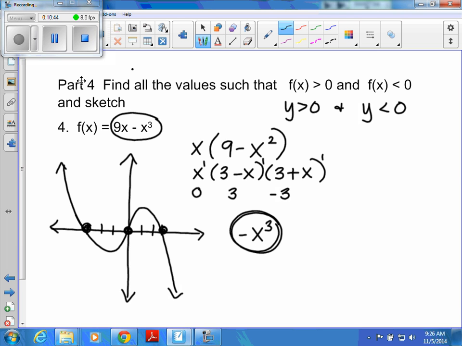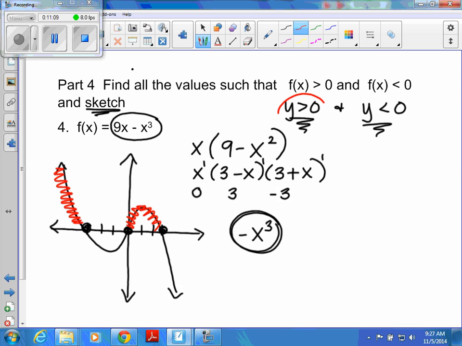A negative odd function should start up and end down, which it does. But I'm not done. I sketched it. Now they want me to tell them when my y values are greater than 0 and when my y values are less than 0. All they're asking is where is your graph positive? Isn't my graph positive when I'm shading in the red area?